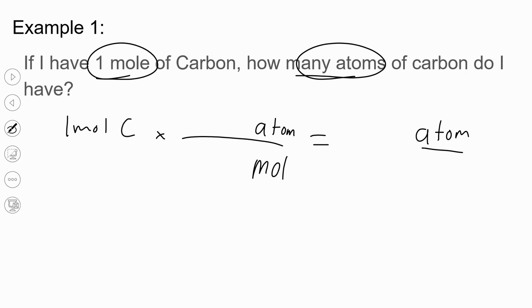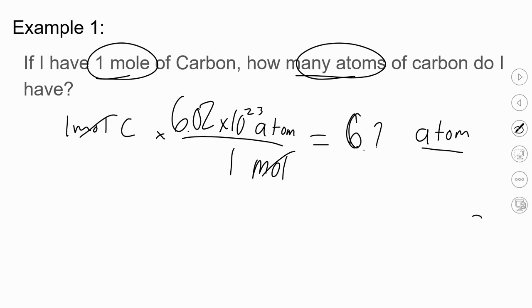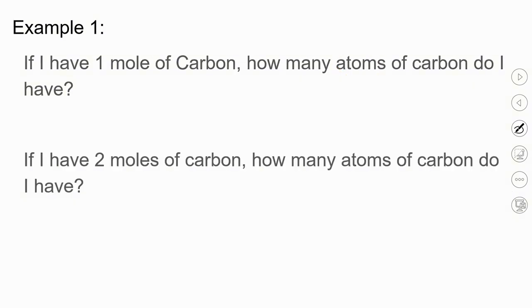And then my conversion factor is, for 1 mole, 1 mole is 6.02 times 10 to the 23rd atoms. So moles of carbon cancels out, I'll end up with atoms. So 1 mole is 6.02 times 10 to the 23rd atoms. Okay, questions on that? Okay, what if we have 2 moles of carbon?